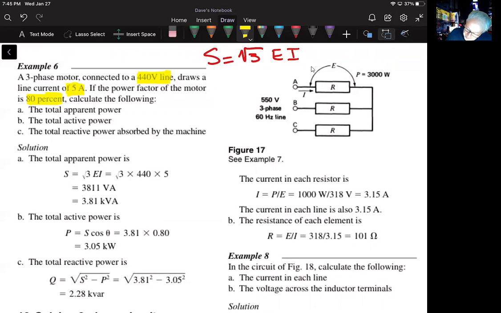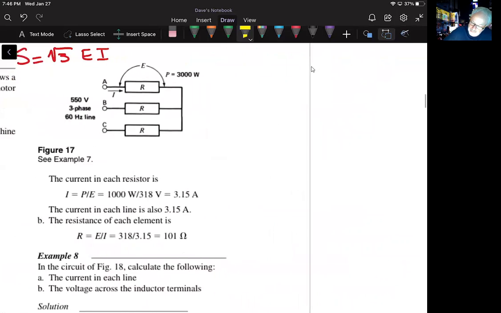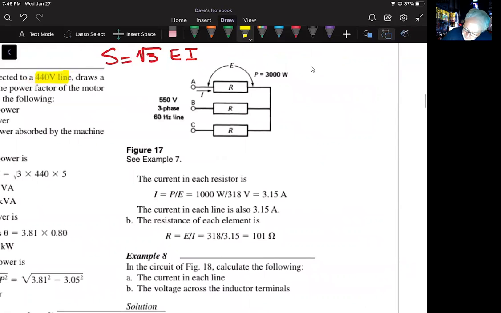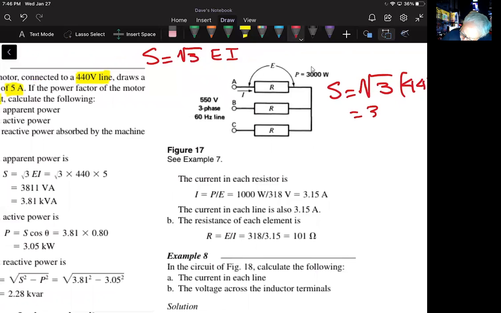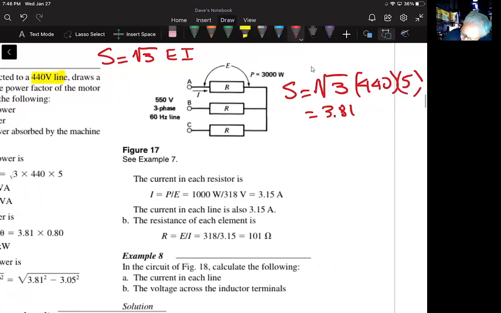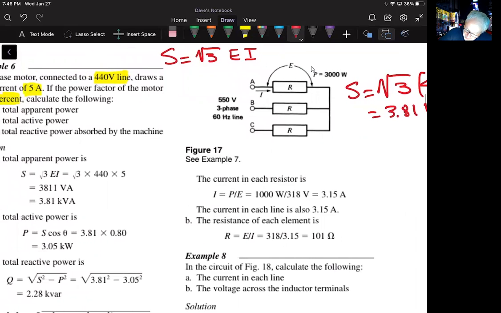If I'm given the voltage and I'm given the line current, and luckily I didn't have to derive either one of those, so let me see if I can write this over here. Total apparent power, S, equals the square root of 3 times 440 volts times 5 amps. And when I multiply that out, I get 3.81 kVA. That's my total apparent power.